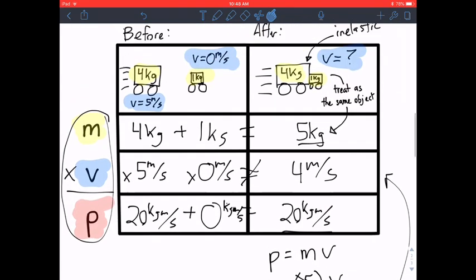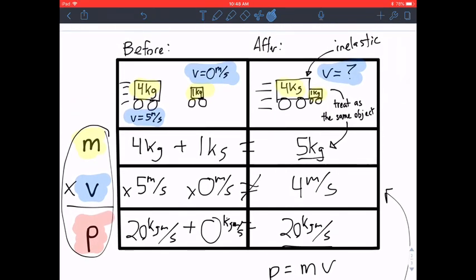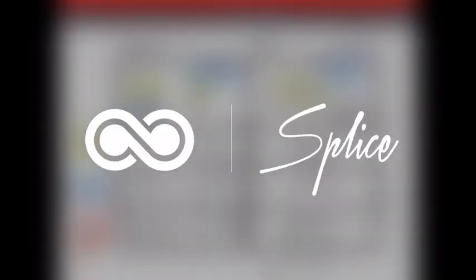So hopefully you can see that MVP charts are kind of like this puzzle. You have to know the rules, where you add, where you multiply.